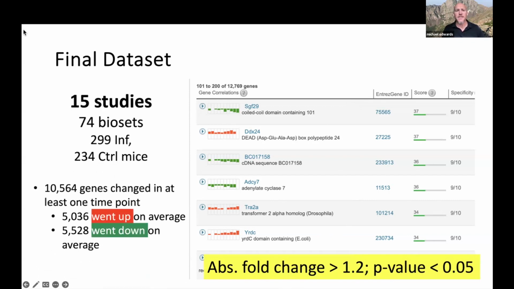So in our final data set, we ended up with 15 studies, containing 74 biosets, or comparisons to normal. Within these studies, there were about 300 infected mice and 234 control mice. Again, I didn't touch these mice. I didn't have to house them or do any of that. Somebody else did all the experimental work, and I get to use that, basically for free. We took all this information, and about 10,000 genes changed at at least one time point, with about half going up and about half going down.